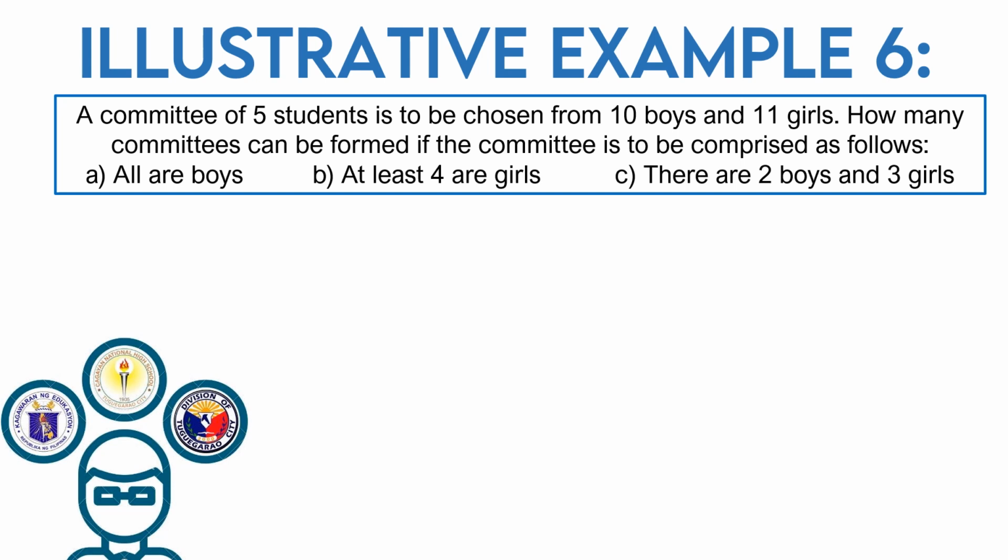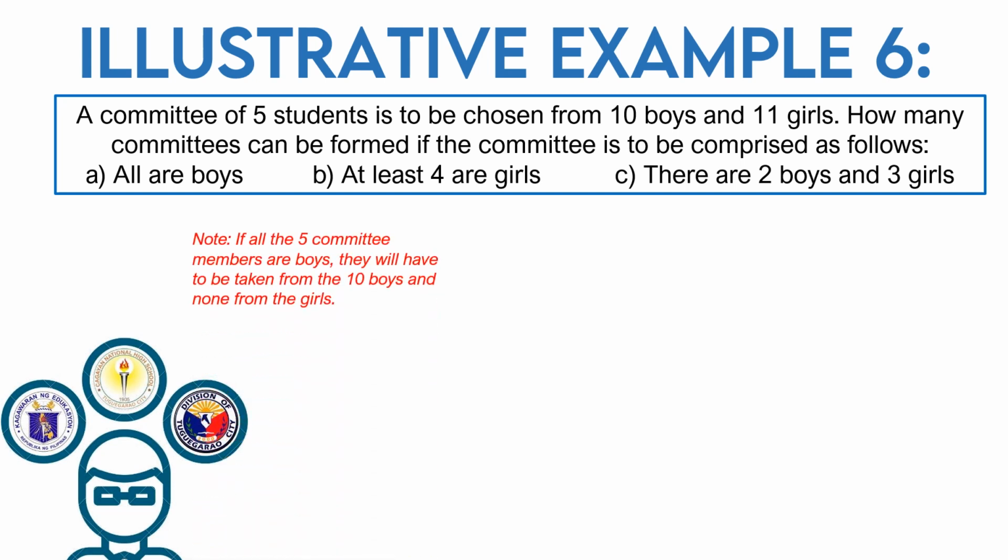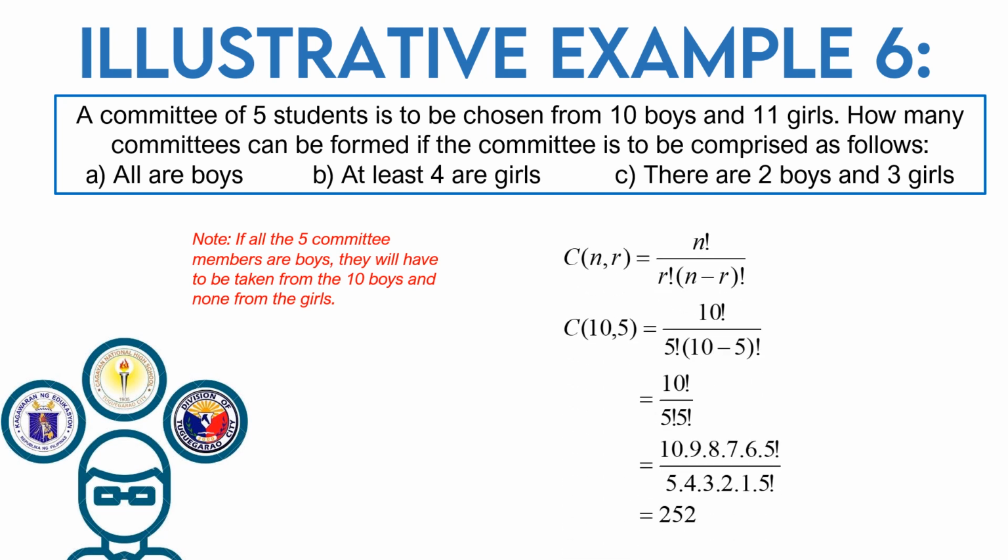So let's start with the first problem. All are boys. If all the 5 committee members are boys, they will have to be taken from the 10 boys and none from the girls. So therefore, if the committee members are all boys, we make use of the formula combination of 10 boys taken 5 at a time.